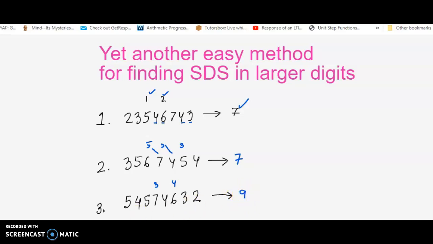I hope you have understood what SDS is and how to find it. SDS stands for single digit sum, and it has a wide application which I will discuss with you in coming videos.